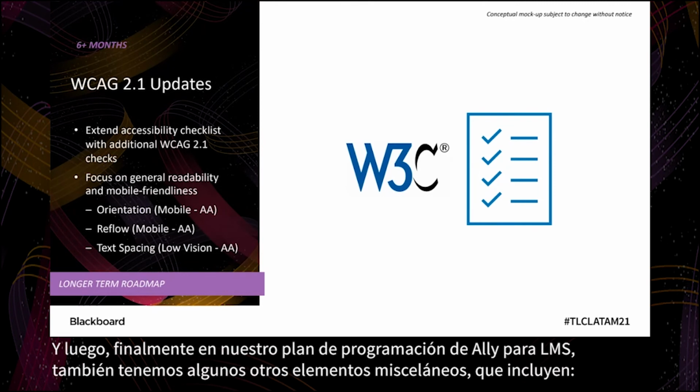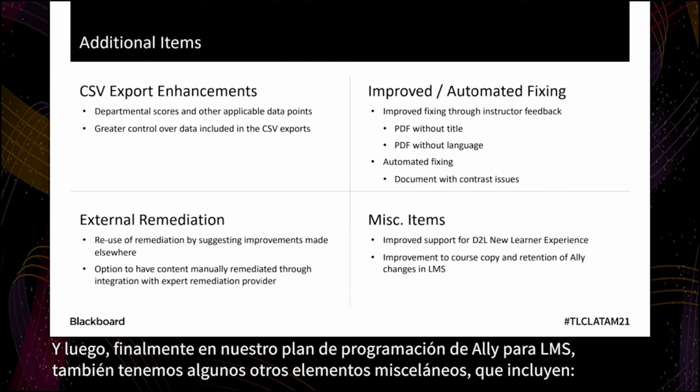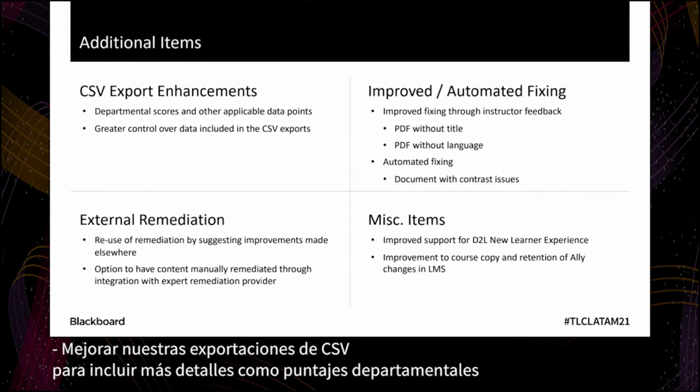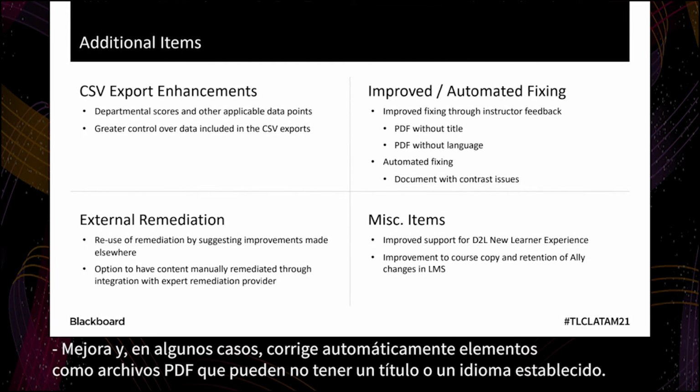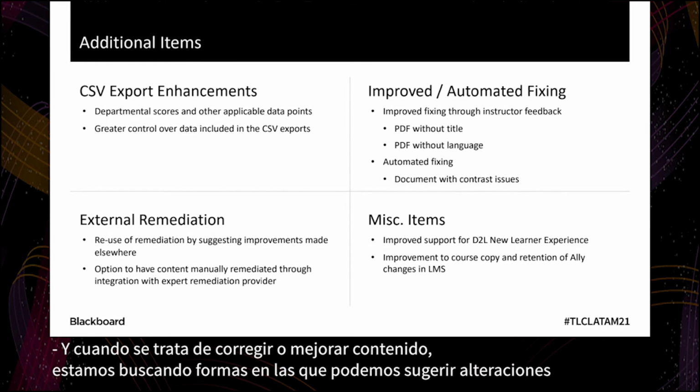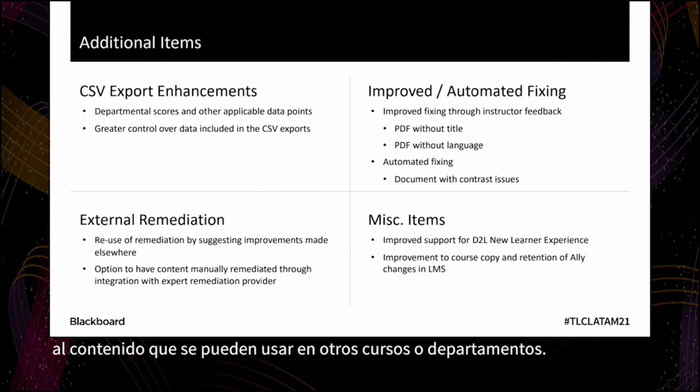And then finally, on our Ally for LMS roadmap, we also have a few other miscellaneous items, including enhancing our CSV exports to include more detail like departmental scores, improving, and in some cases, automating fixes of items like PDFs that might not have a title or a set language. And when it comes to fixing or remediating content, we're looking at ways that we can suggest improvements to content that can be used in other courses or departments.